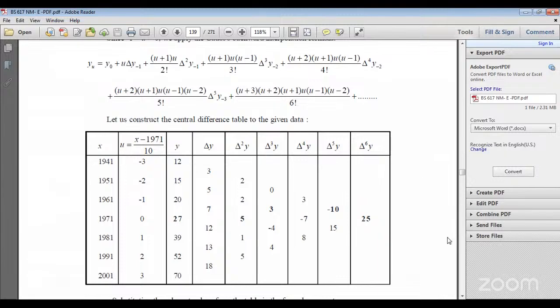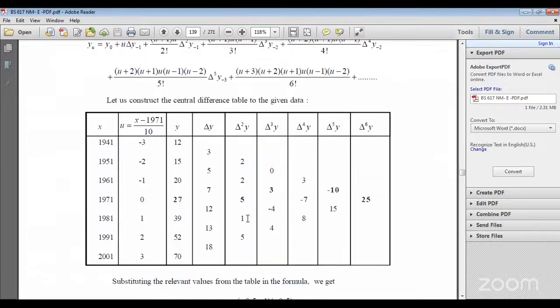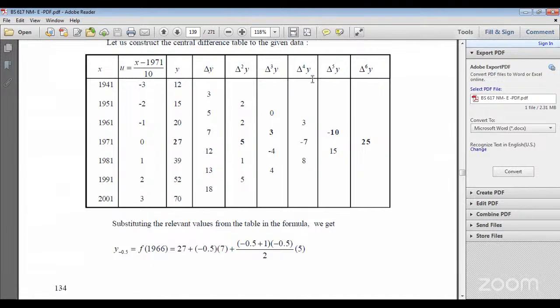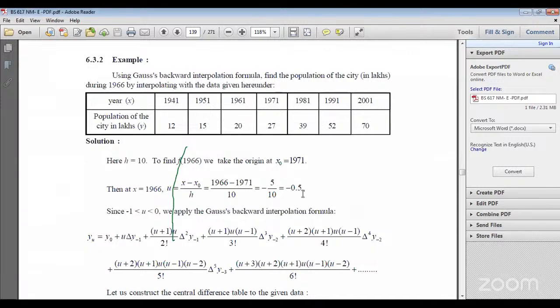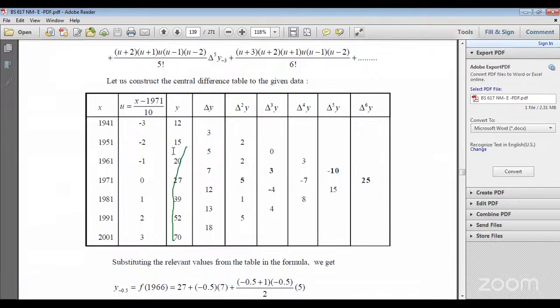So therefore, we are taking here, substituting the relevant values from the table into the formula. For 1966, y naught is 27. Then u is minus 0.5. So minus 0.5 plus 1, u of delta y minus 1, where delta y minus 1 is 7.